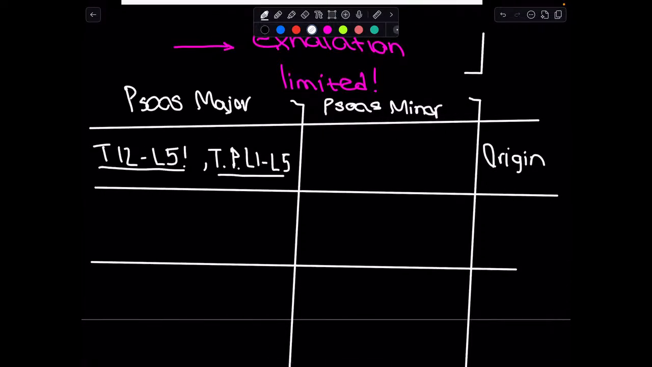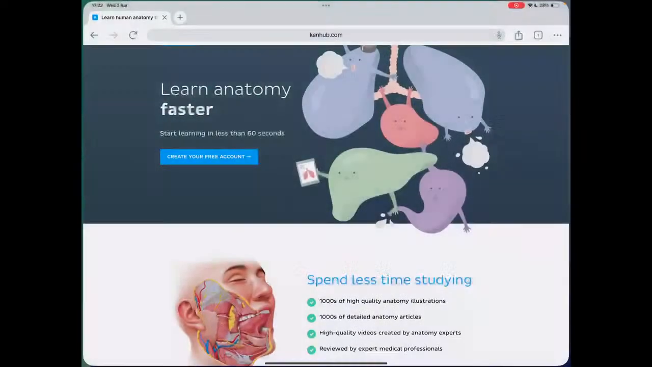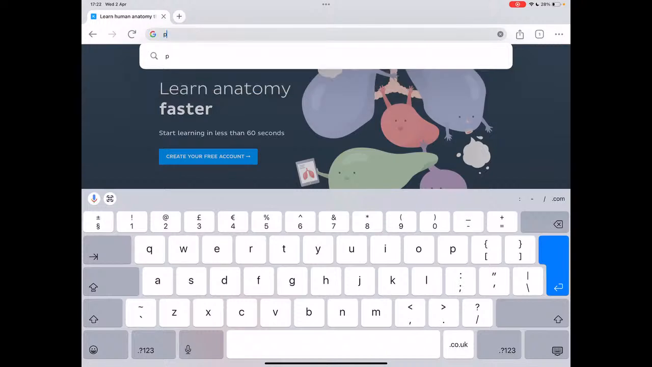And then the psoas minor is T12 to L1. It's less. Why is it? Because it's smaller? Exactly. The psoas minor is smaller and sometimes even absent in people. Its origin is typically from T12 to L1, and it mainly assists in minor flexion of the lumbar spine. Let's see these psoas major and minor origins if we can find them.